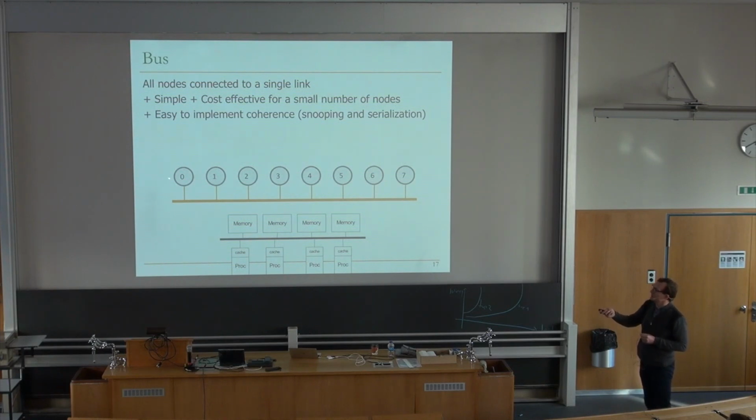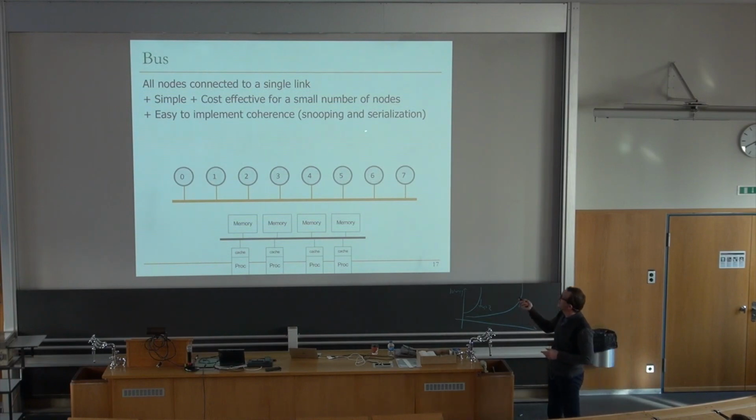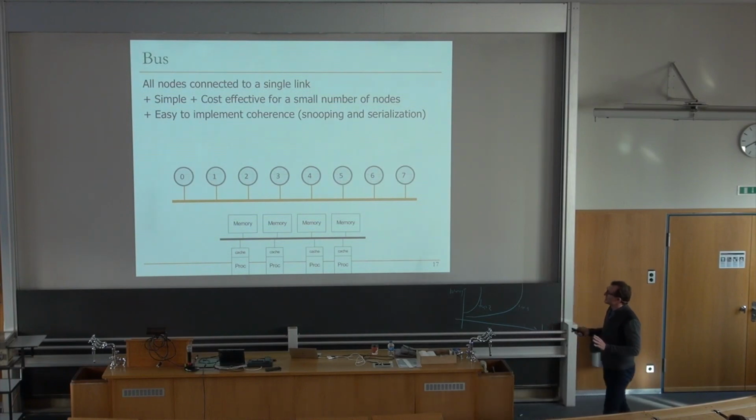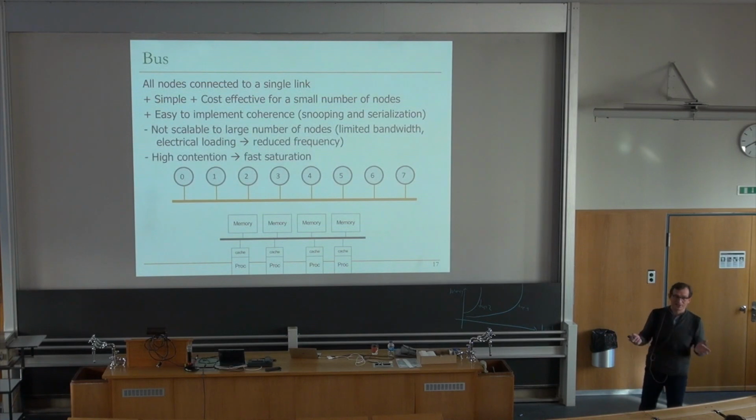Whenever this processor 0 wants to communicate with processor 1, it sends a message, and that message gets broadcast on the bus, right? So you can actually do easy snooping. You can serialize a request easily. So it's nice. But the downside is scalability, as we've also briefly discussed.